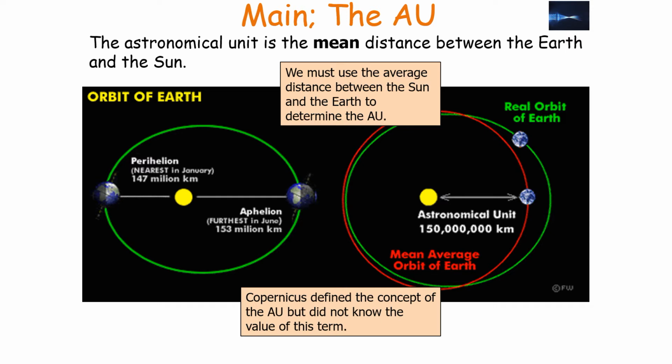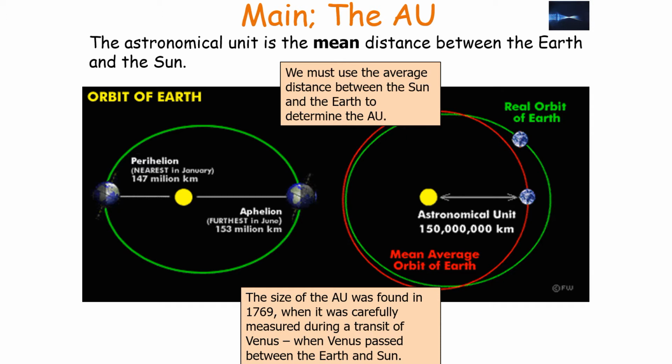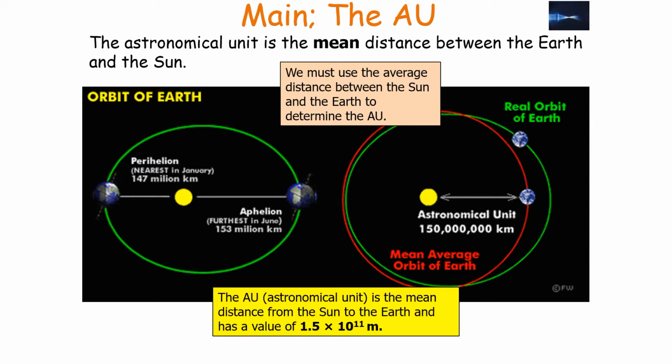Now Copernicus defined the concept of the AU but did not know the value of this term. The size of the AU was found in 1769 when we measured this during the transit of Venus. Now we know the astronomical unit is 1.5 times 10 to the 11 meters.